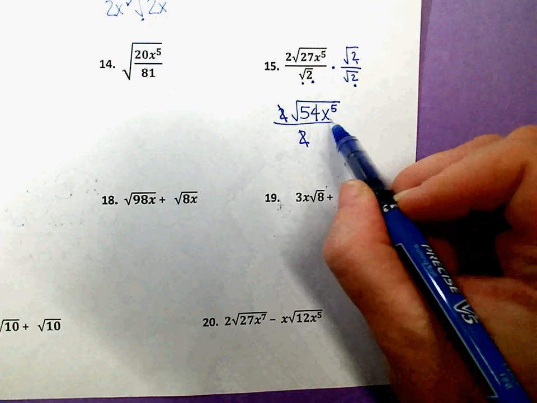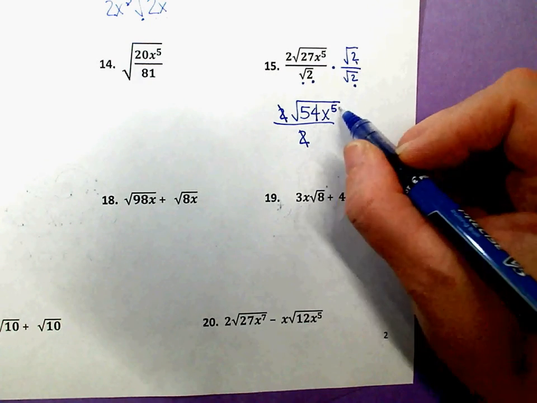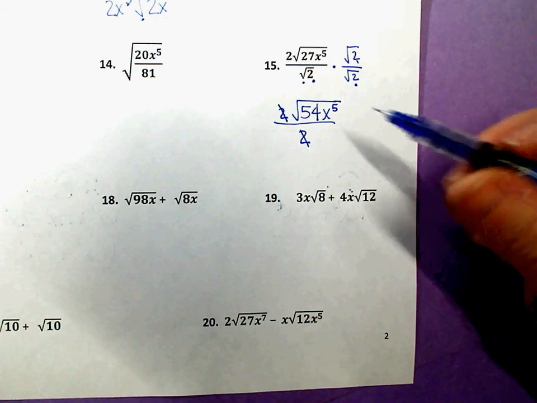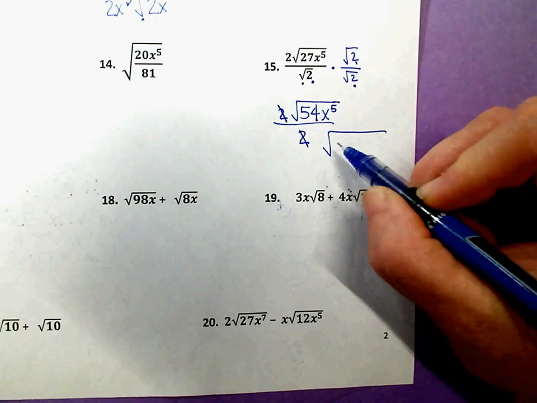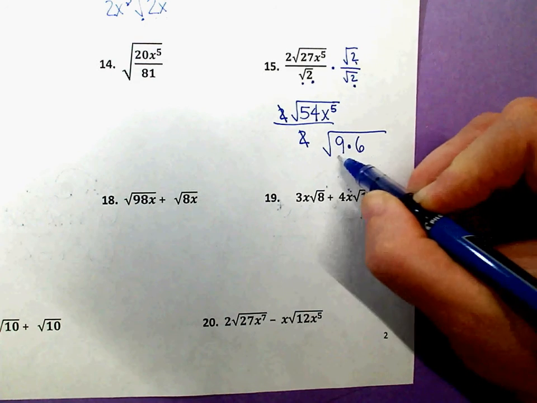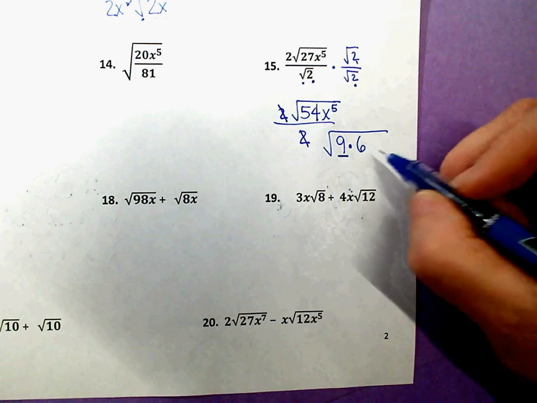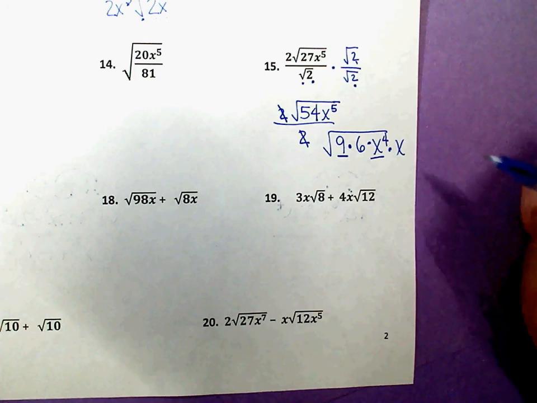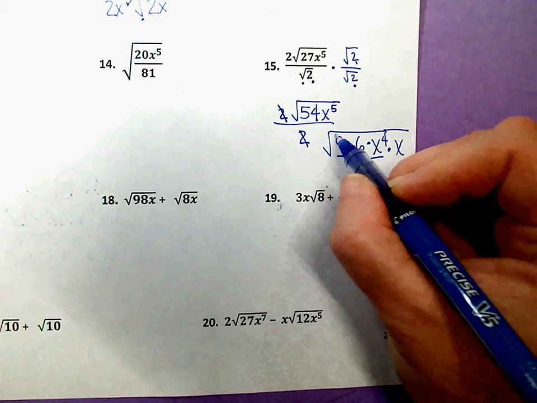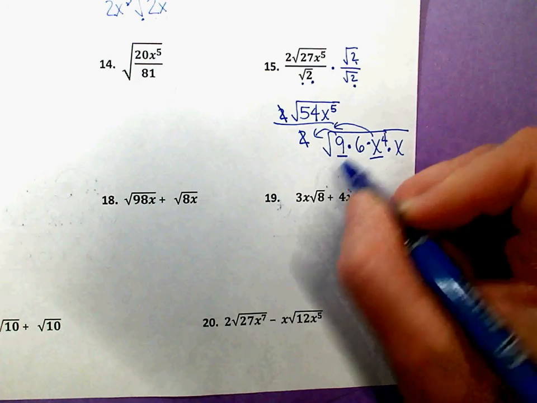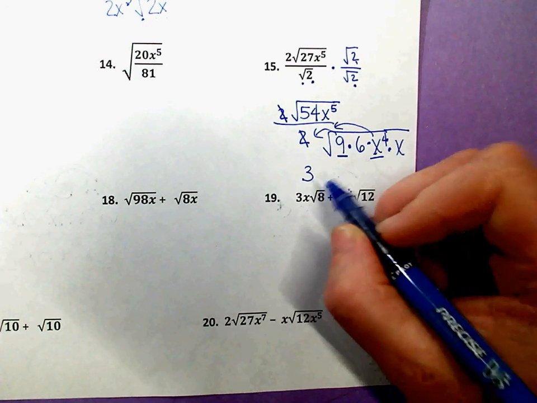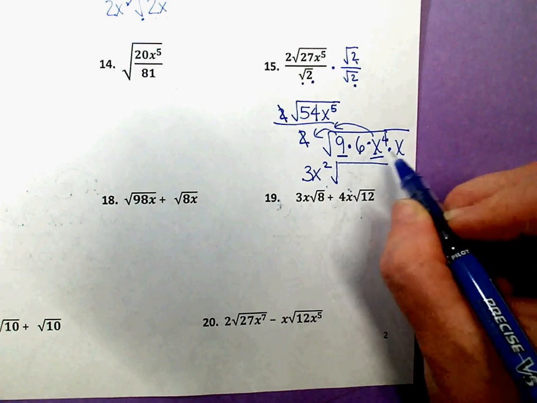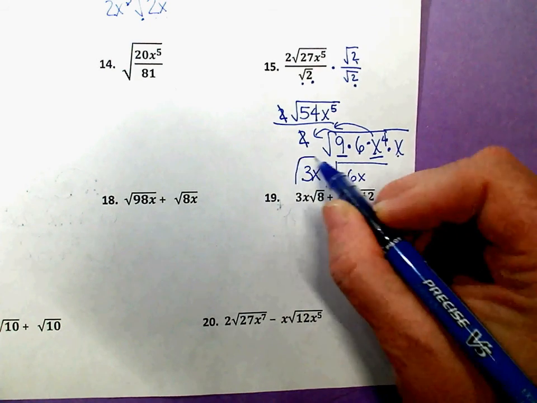So I really just have the square root of 54x to the 5th, and I need to see if I can break that down into any perfect square factors. 54 is 9 times 6, 9 being the perfect square that will move out. x to the 5th can be broken into x to the 4th with one more x, and the x to the 4th can move out. So when I take the square root of 9, it becomes a 3. The square root of x to the 4th is x to the 2nd. The only thing left on the inside, 6 and x. And this is my final answer.